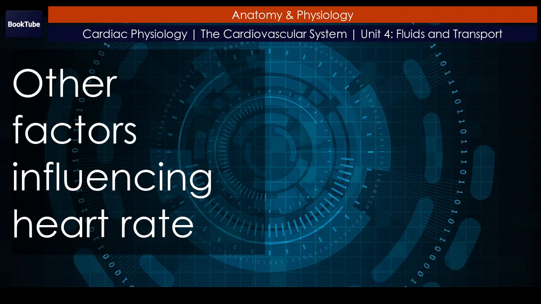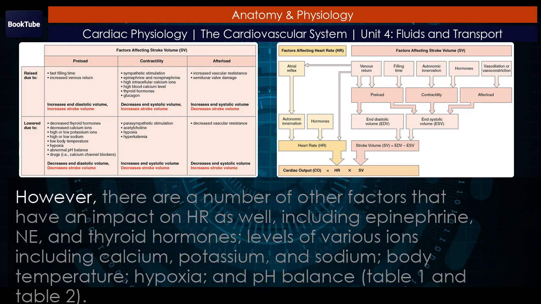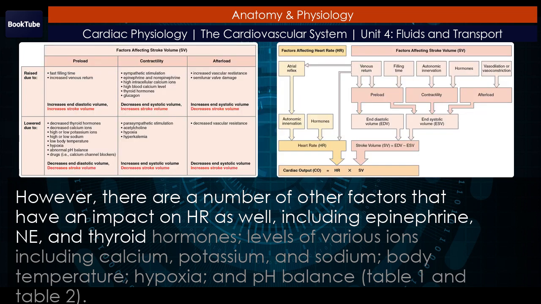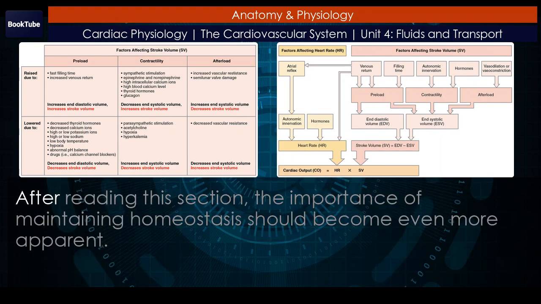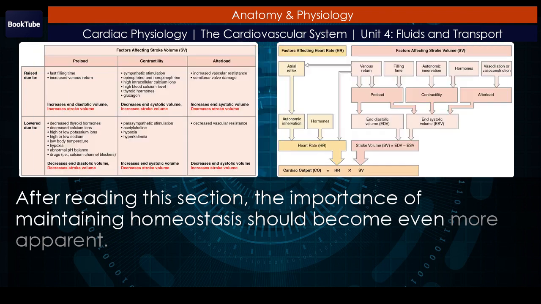Other factors influencing heart rate. Using a combination of autorhythmicity and innervation, the cardiovascular center is able to provide relatively precise control over our HR. However, there are a number of other factors that have an impact on HR as well, including epinephrine, NA, and thyroid hormones, levels of various ions including calcium, potassium, and sodium, body temperature, hypoxia, and pH balance. See Table 1 and Table 2. After reading this section, the importance of maintaining homeostasis should become even more apparent.